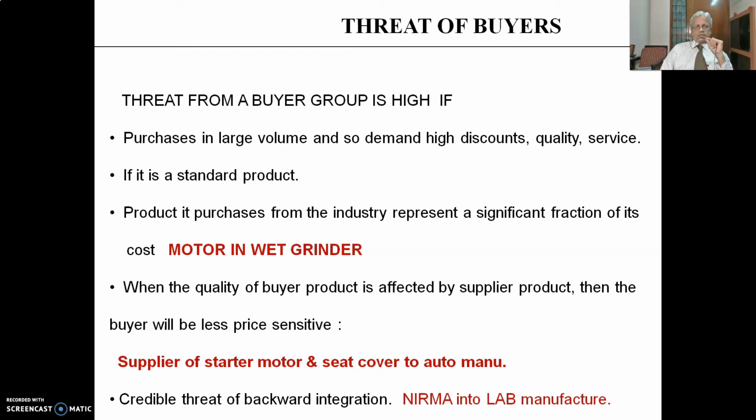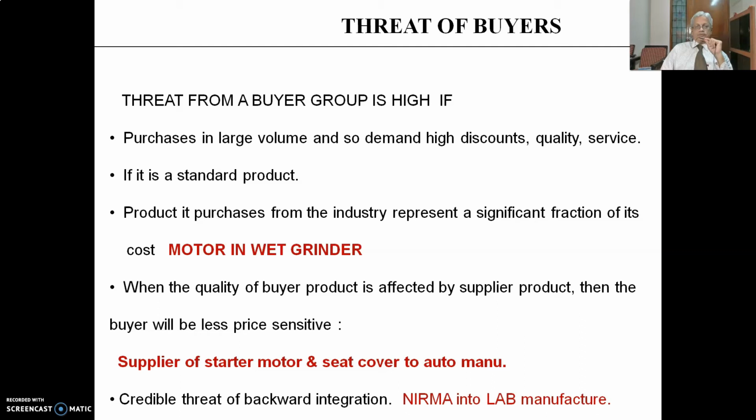So obviously, the relationship for this one will be quite different. The last thing about the threat of buyer is the credible threat of backward integration. The classical example you can think of is Nirma manufacturing linear alkyl benzene. Linear alkyl benzene is the basic raw material to manufacture washing powder. In fact, before Nirma started manufacturing, Nirma was one of the major consumers of this LAB.